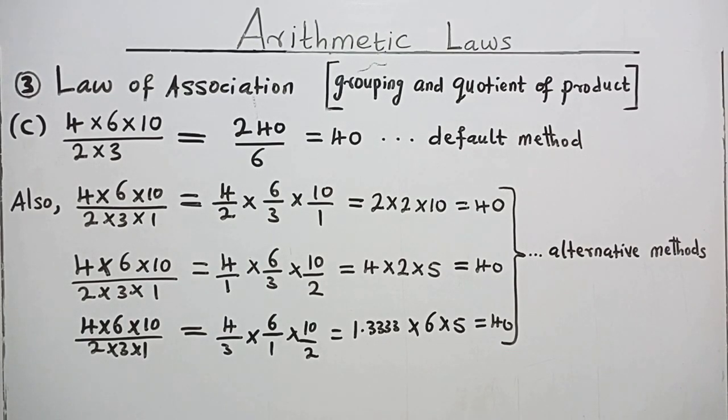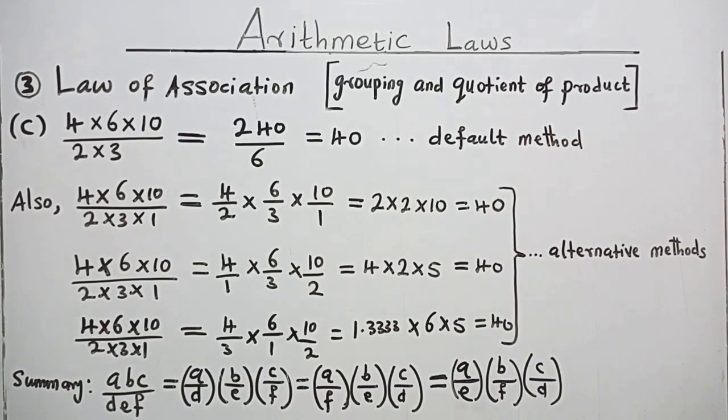What then do we say is the summary of these alternative methods? Join me as I summarize those methods. And here comes the summary. ABC over DEF is equal to A over D times B over E times C over F, also equal to A over F times B over E times C over D, also equal to A over E times B over F times C over D. The answer you get here, here, and here is the same everywhere, just as we observed here.